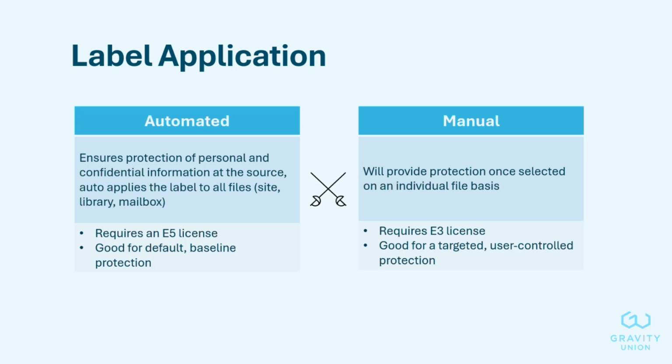The other method is manual. This will provide protection once selected on an individual file basis or manually applied to a site by the site owner. This just requires an E3 license. It is also available if you have an E5 license, and it is good for that more targeted user-controlled protection.